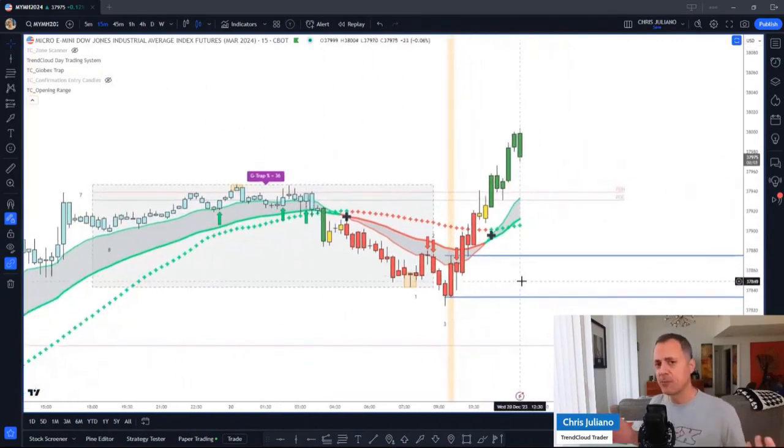So I hope that helped, guys. That is how I approach the market, and that's how I look at trend and momentum across multiple time frames using what I built, and it's called Trend Cloud.